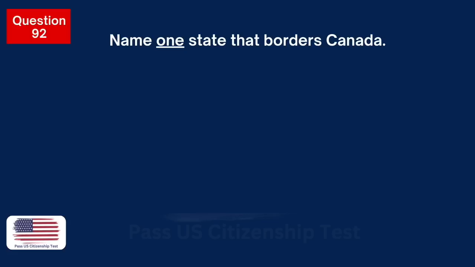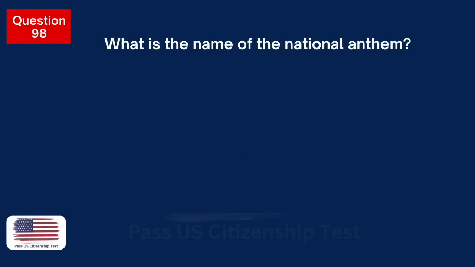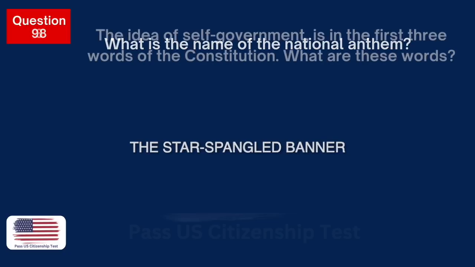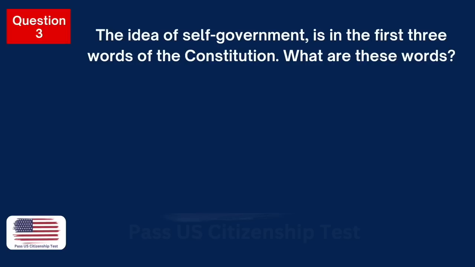Name one state that borders Canada. New York. What is the name of the national anthem? The Star-Spangled Banner. The idea of self-government is in the first 3 words of the Constitution. What are these words? We the people.